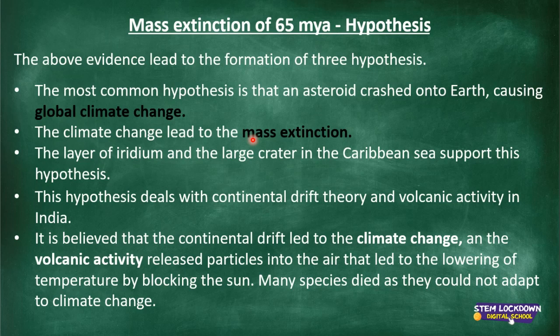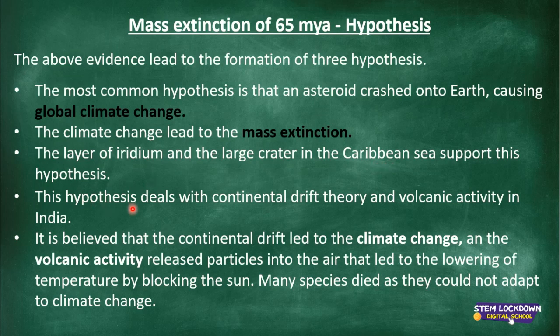So this layer of the chemical element iridium and the large crater in the Caribbean Sea support the hypothesis. Which hypothesis? That an asteroid crashed onto Earth, because of the layer of iridium and the large crater that was found in the Caribbean Sea.